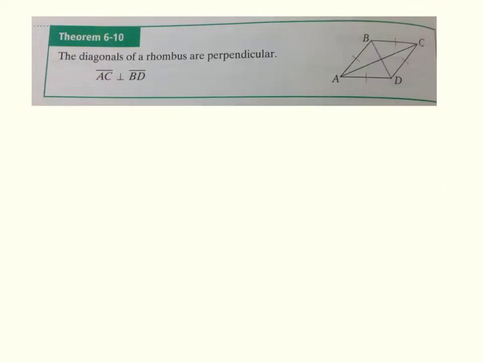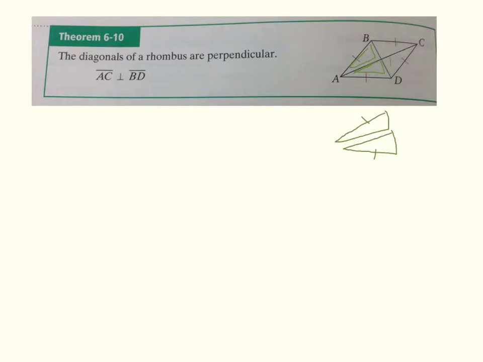Our next theorem states that the diagonals of a rhombus are perpendicular. To prove this, let's look at the two green triangles. Well, we know it's a rhombus, so all four sides are congruent. So these two, AB is congruent to AD.